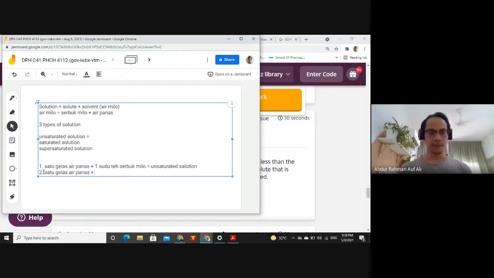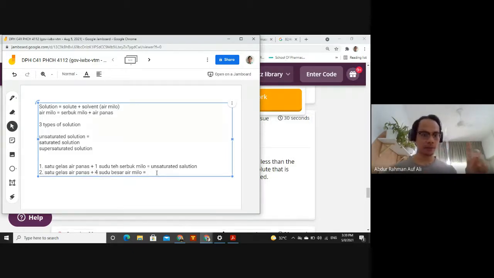Katakanlah saya letak 3 sudu besar serbuk Milo. Bila kita kacau, semua serbuk Milo tu larut. Bila kita minum, rasanya manis. Bila kita tengok color dia terang, gelap, warna koko. So we know ada banyak serbuk Milo dalam tu. Okay? Tapi katakanlah kalau saya tambah 4 sudu, saya tambah 1 more sudu Milo dalam tu.